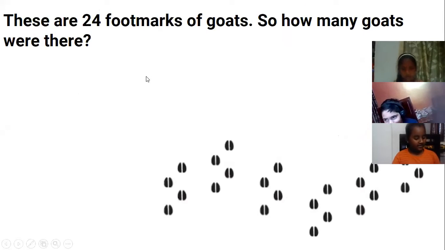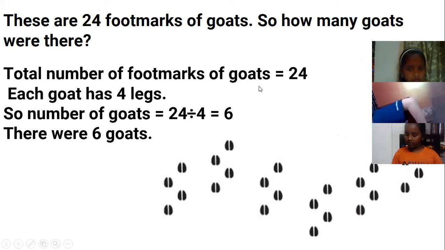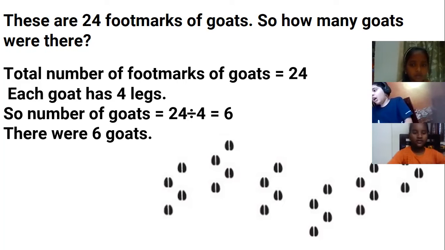Now here, these are 24 footmarks of goats. So how many goats were there? One goat has how many legs? 4. So 4 footmarks is one group. Total number of footmarks is 24. Each goat has 4 legs. One goat has 4 footmarks.